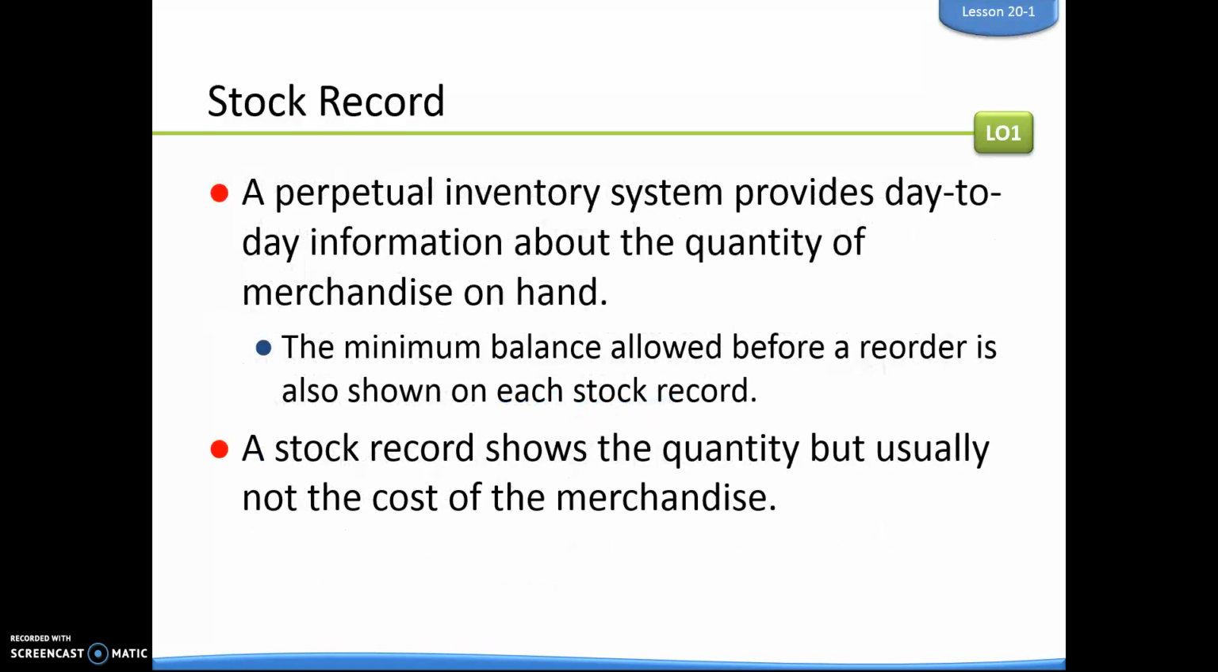Now, the perpetual inventory system, remember, provides day-to-day information about the quantity of merchandise on hand because you're doing it continually. The minimum balance allowed for reorder is also shown on each stock record. That's very important. But remember that a stock record shows the quantity, but usually not the cost of merchandise. So you're still going to need to figure that.